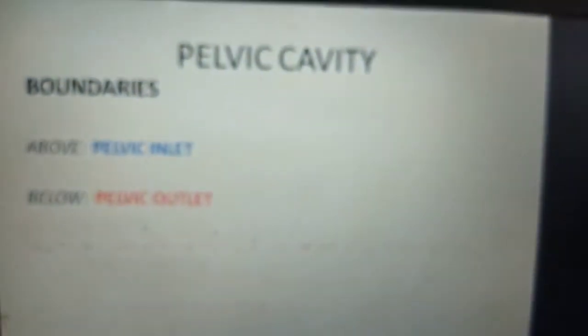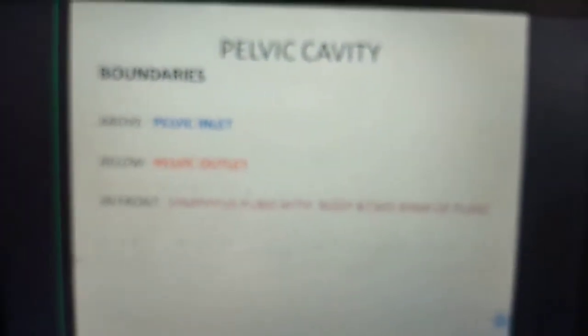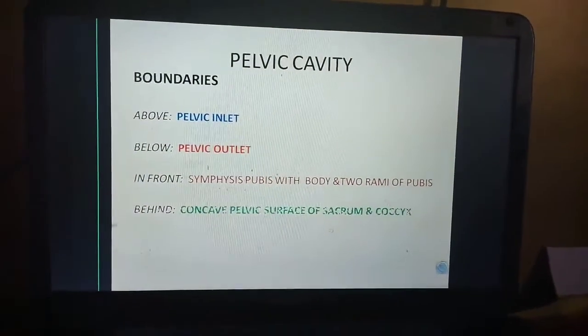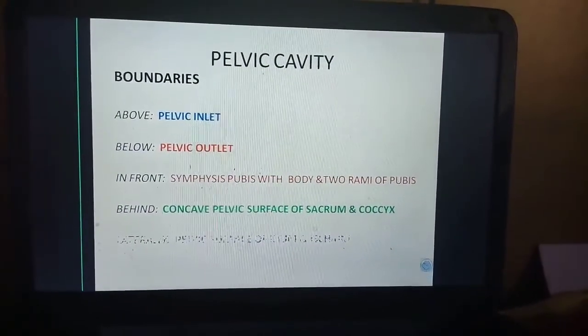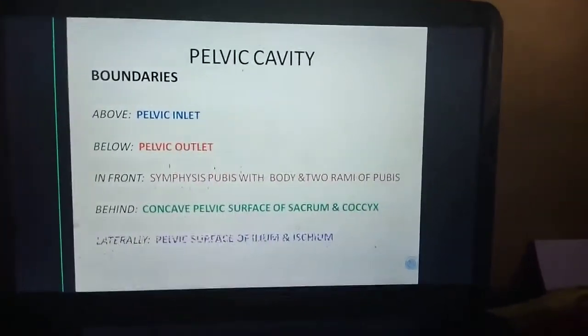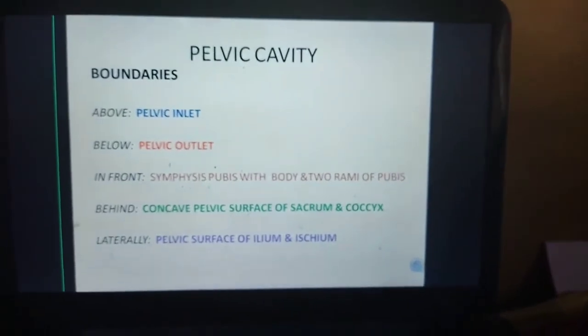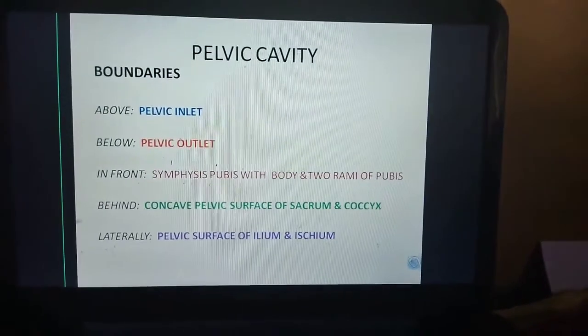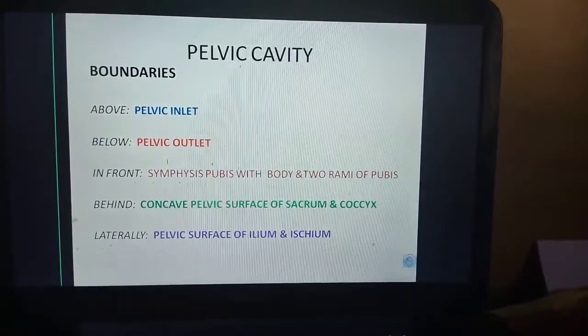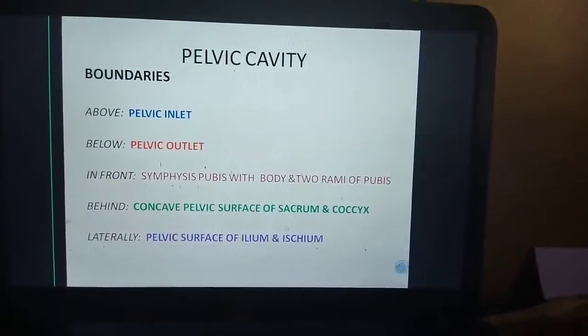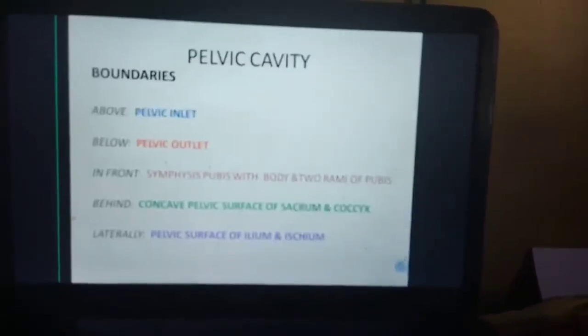Now the pelvic cavity boundaries. Above you have the pelvic inlet, below the pelvic outlet, in front the symphysis pubis with body and two rami of pubis, behind the concave pelvic surface of sacrum and coccyx, and laterally the pelvic surface of ilium and ischium.